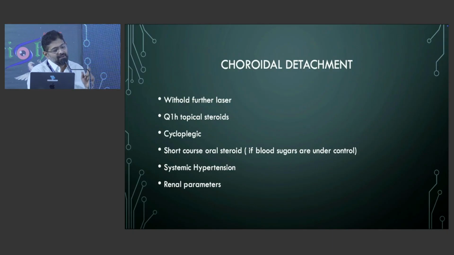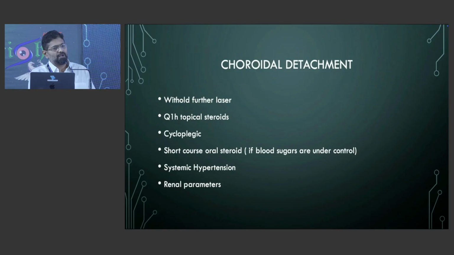Also, at the same time, try to look for systemic hypertension. This is one thing which I have seen in my practice. I have a few patients who have developed choroidal detachment even post-surgery. We do small PRP here and there during the surgery in a TRD case. And when I look at these patients, they usually tend to have systemic hypertension, and most commonly their renal parameters are deranged.